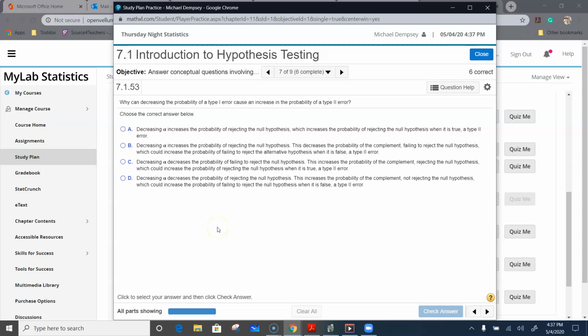Okay. Why can decreasing the probability of a type 1 error cause an increase in the probability of a type 2? Well, think of our justice system. It's the same thing. Type 1 error is where you reject the null and it's true. In our justice system, that would be that we find somebody guilty who's actually innocent. Well, our justice system is designed so that that happens less frequently, right? It's a more egregious error to put an innocent person in jail.